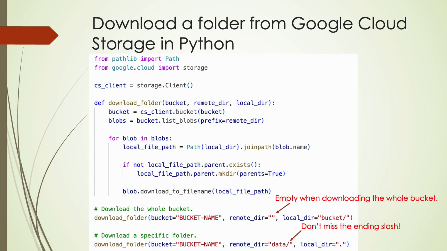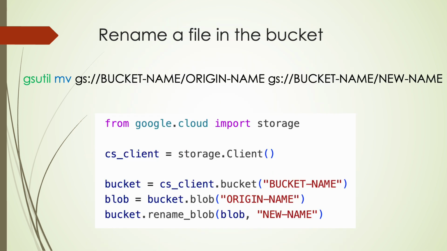We can download the whole bucket or just a folder in the bucket. When downloading a whole bucket, the remote directory is set to be empty. Also note that when downloading a folder, the ending / must be present for the remote folder. Otherwise, files with the same name but outside the folder will also be downloaded. So far, we have covered the most complex parts of uploading and downloading a folder in Python. The remaining parts would be much easier.